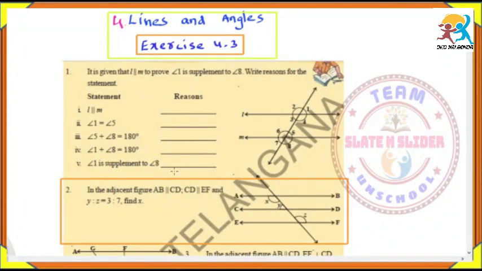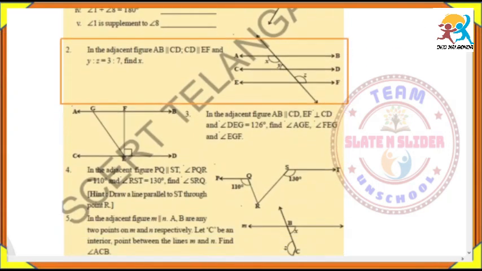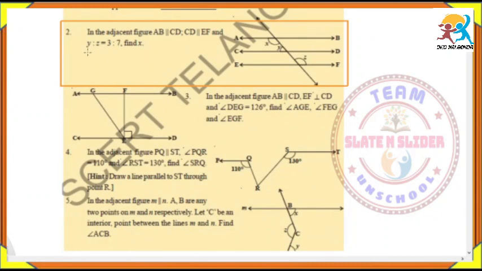Today we will discuss lines and angles. In the chapter, let's go through exercise 4.3. In that, we will discuss the second question: in the adjacent figure, AB is parallel to CD and CD is parallel to EF, and y is to z is equal to 3 is to 7, find x.